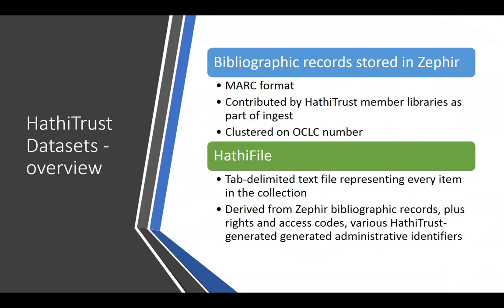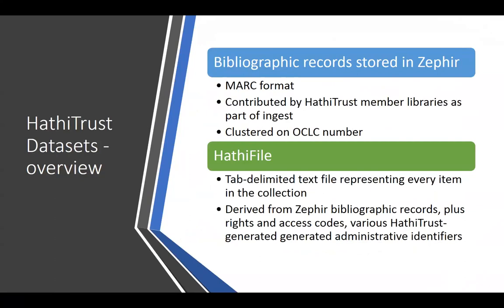So HathiTrust has two types of data. Firstly, it has a system called Zephyr, which is their records management system, and the files contained within that are in MARC format. They're contributed by HathiTrust member libraries as part of ingest, and HathiTrust clusters all of these on OCLC number. One of the requirements for ingest with HathiTrust is that they require their partners to attribute an OCLC number to records that are contributed to HathiTrust.